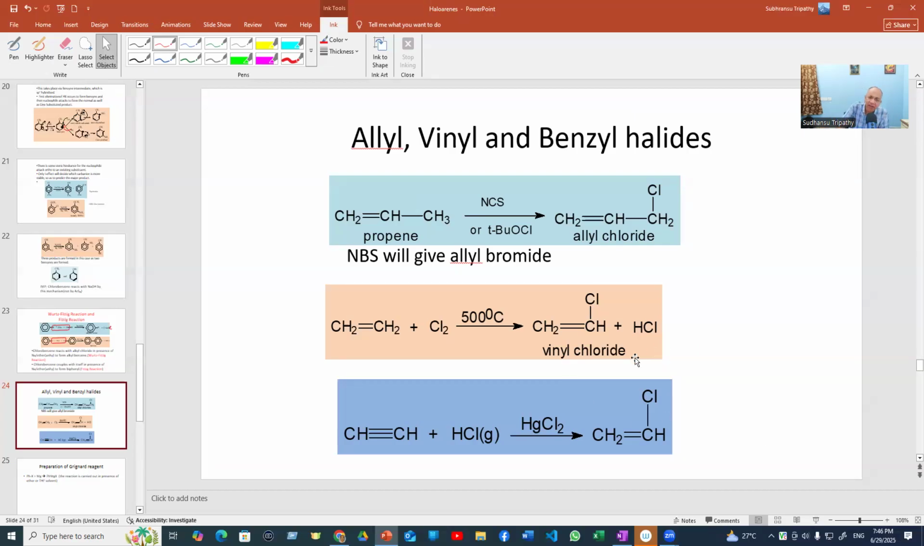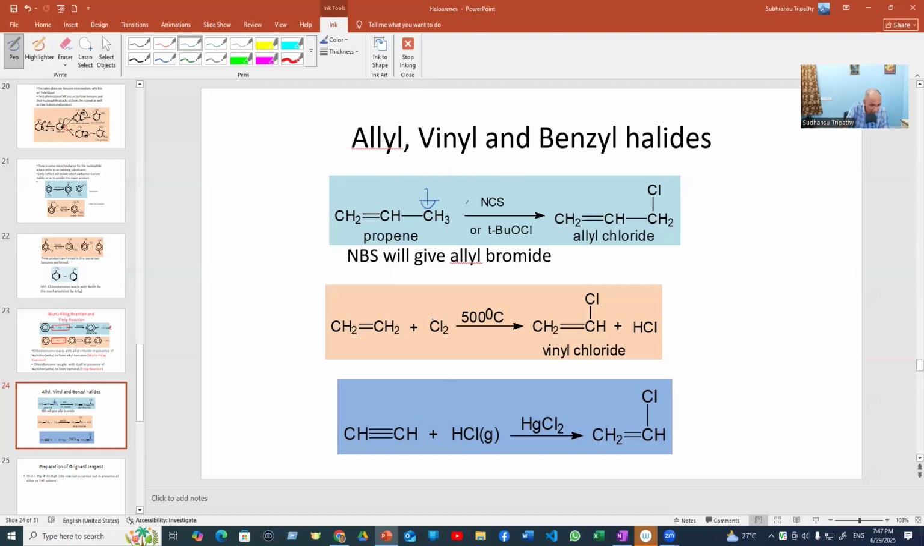Now here is the allylic chlorination and bromination. We take NCS or NBS for bromination: N-bromosuccinimide, N-chlorosuccinimide, or its alternative is tertiary butyl hypochlorite, where it will attack at the allylic position. Here is the allylic position. So you get allyl chloride or allyl bromide.